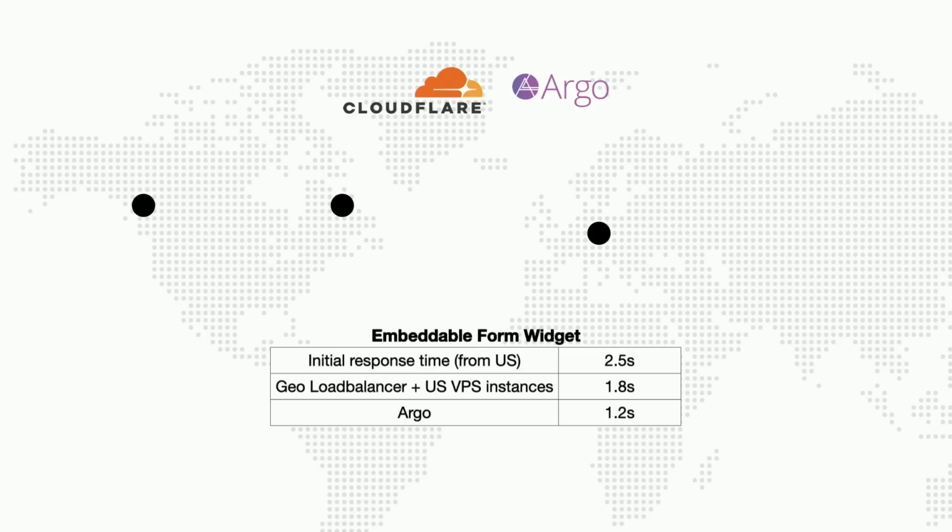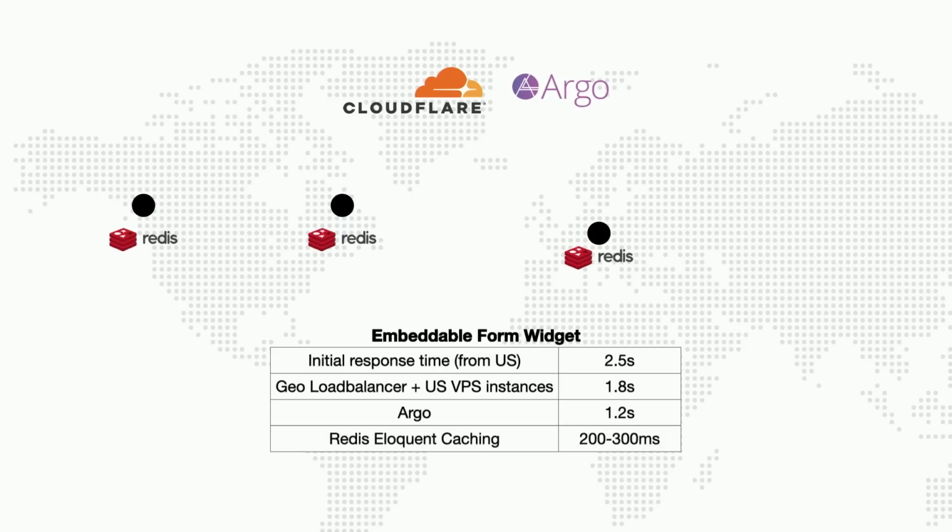This embeddable form was performing 2 Eloquent queries, and I thought, let's see what happens if I cache those. And it turns out that was the most significant improvement that I could make. It went down to 200 to 300 milliseconds, and finally I added Laravel Octane, and that brought the entire response time to below 100 milliseconds. So that's perfect. We get a very snappy UI and instant feedback for users.